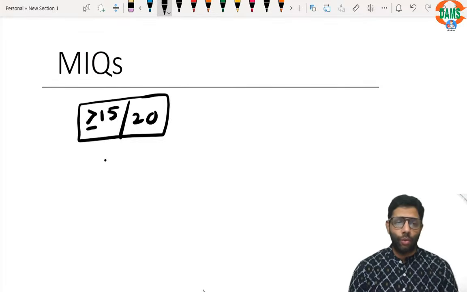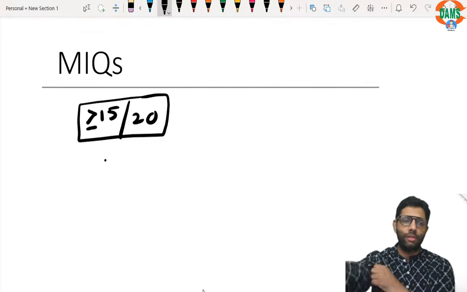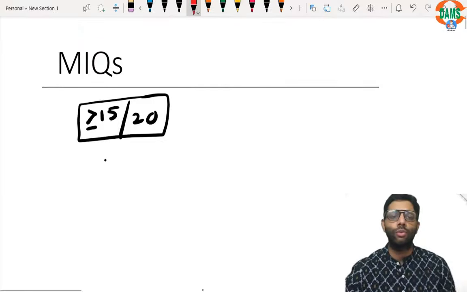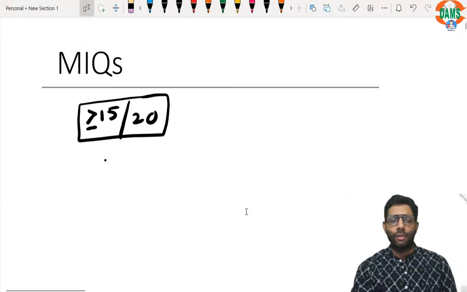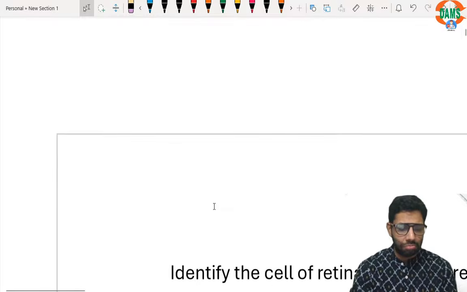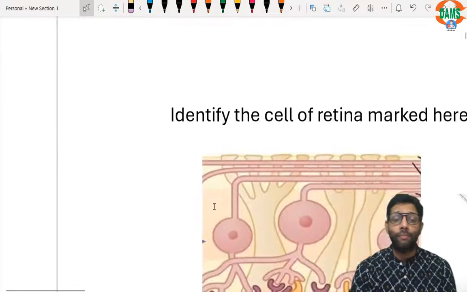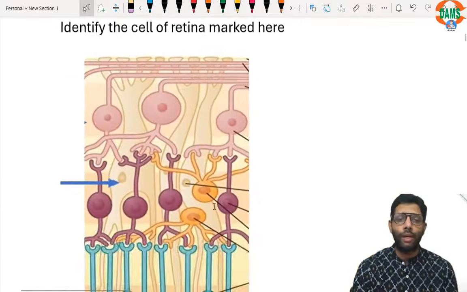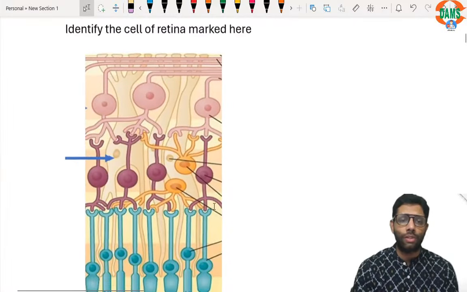So as I told you, more than or equal to 15 out of 20 should be good. So let us start. There are 20 questions and we have 1 hour to finish them. And the first question, hi SK Tulsi Pooja Smiley. Okay, the first question is to identify the retina cell which is marked over here.